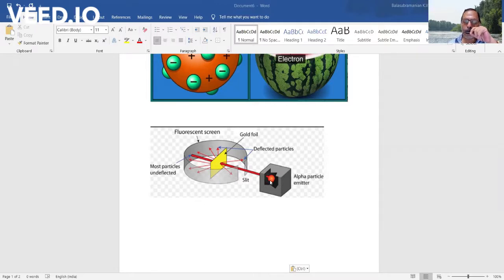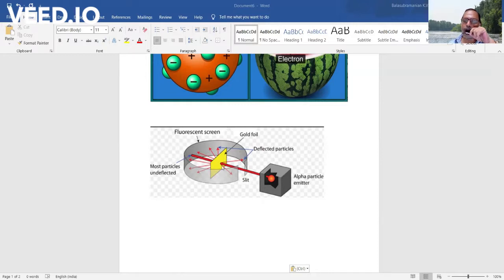So he produced alpha particles in a chamber. This is called an alpha particle emitter. This he made to fall on a thin gold foil. Why did he select thin gold foil? Because gold is a particular metal which can be made into a very thin foil. So he made alpha particles fall on that gold foil.